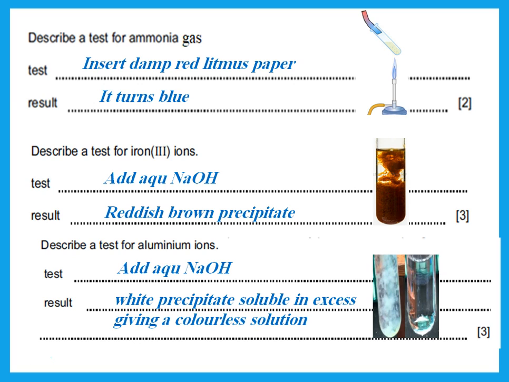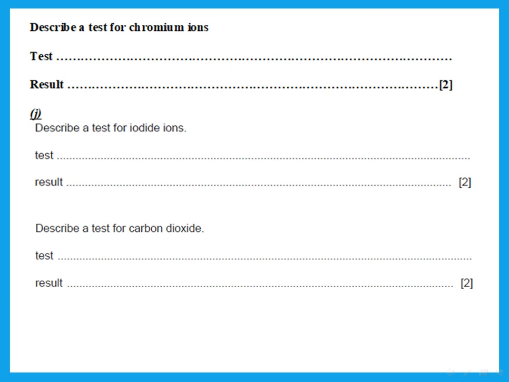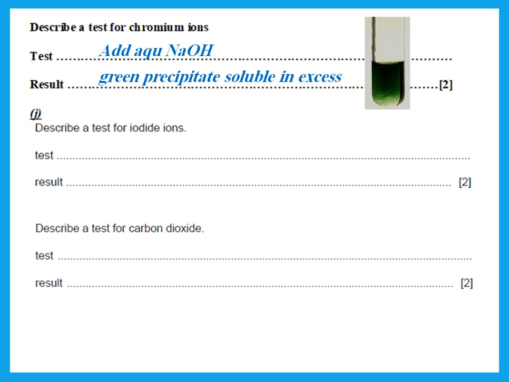Are you memorizing? Okay. Describe a test for chromium. What was the test for chromium ions? Again, add aqueous sodium hydroxide. What is the result? Green precipitate, soluble in excess. So this is the difference between iron 2 and chromium. Iron 2 will give green precipitate insoluble in excess. Chromium gives green precipitate soluble in excess.